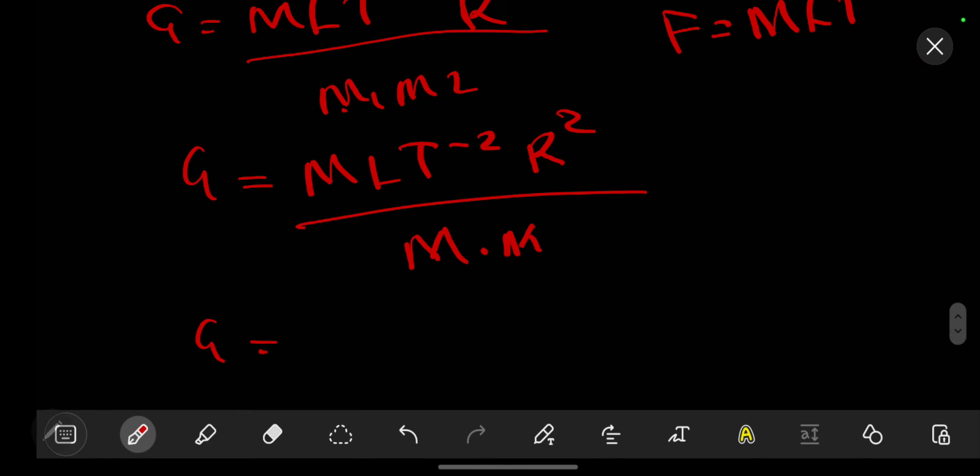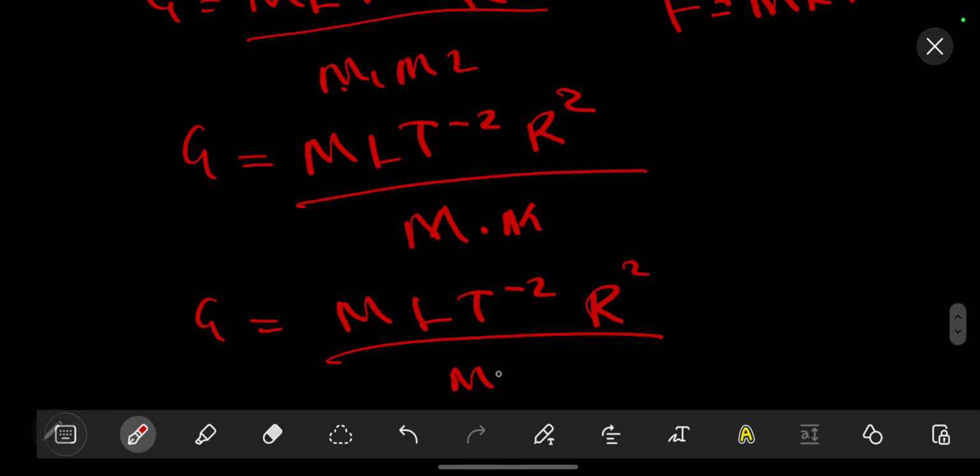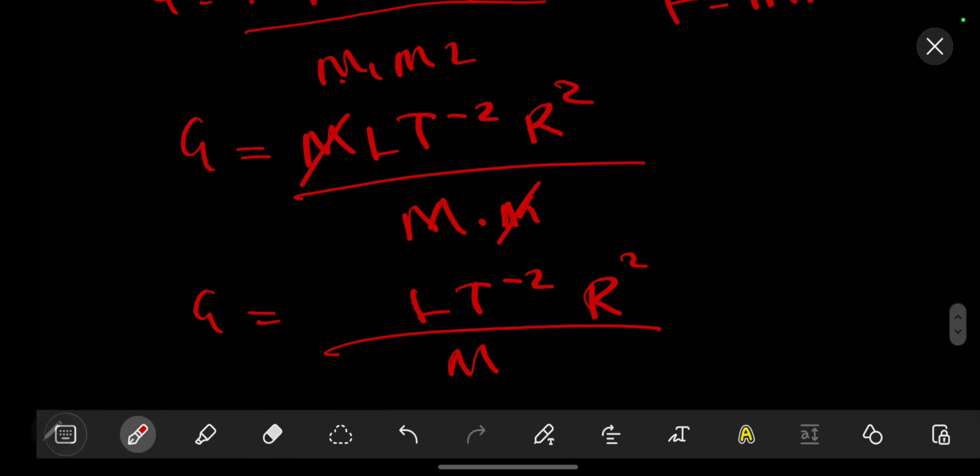So g should be equal to, we have our mass LT raised to the power negative 2 r squared. Then we have over our mass times mass, which is mass squared. If we want, we can cancel out. So this mass cancels with this mass, so that we have over the mass that is just down here like that.